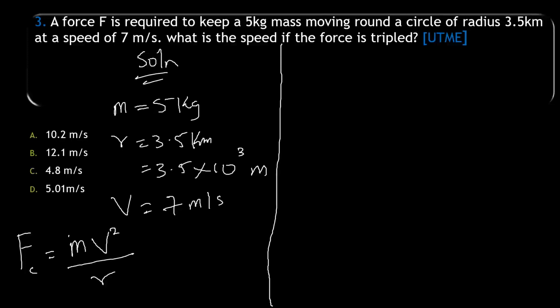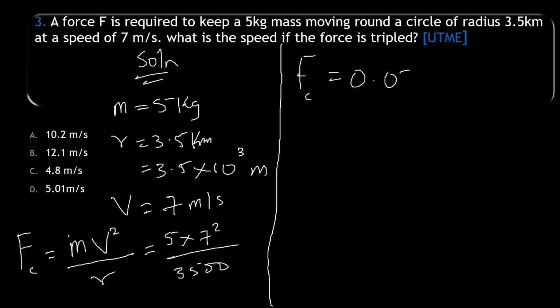Okay, so if we plug in the values, we are going to get 5 times 7 squared all over 3500. Punch this in, and you will get F, the centripetal force FC, to be 0.07 Newton. Okay, but this is not the answer to the question.